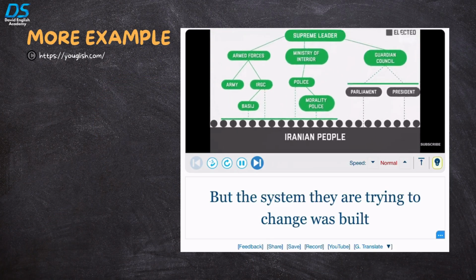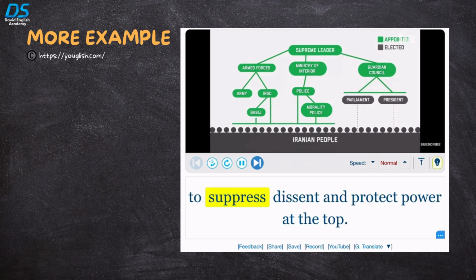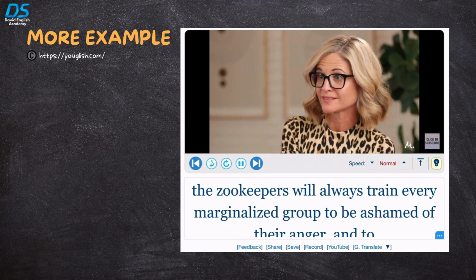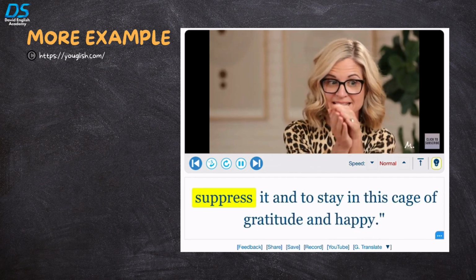But the system they are trying to change was built to suppress dissent and protect power at the top. Marginalized group to be ashamed of their anger and to suppress it and to stay in this cage of gratitude and happiness.